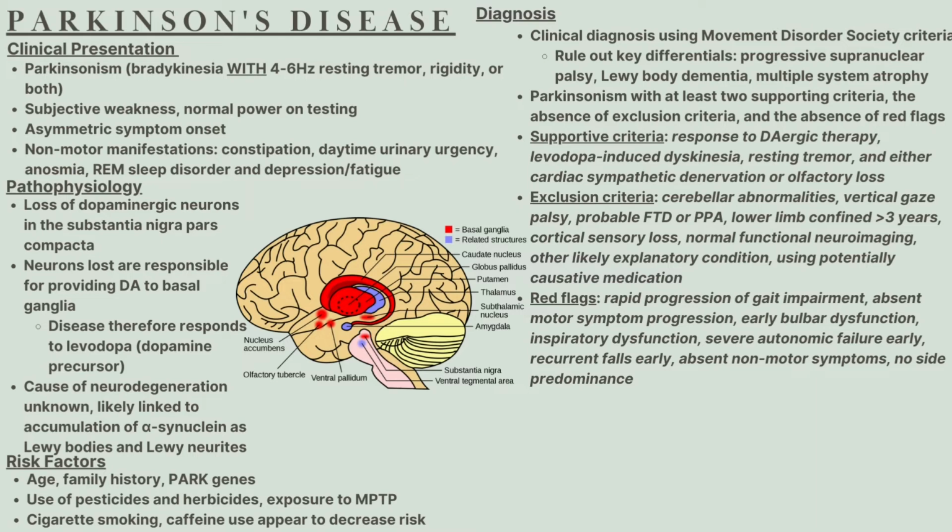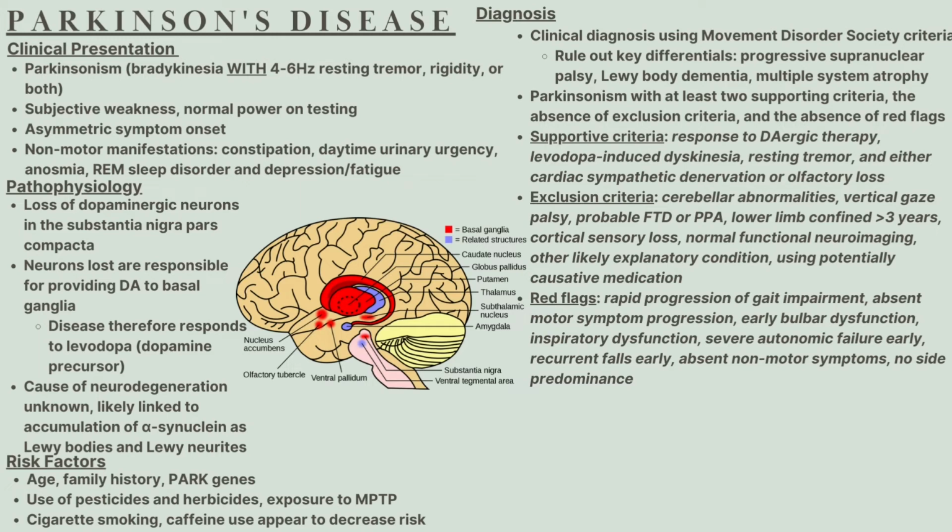Some of the key red flags that would exclude a diagnosis of Parkinson's disease include a rapid progression of gait impairment, so potentially requiring a wheelchair within 5 years. Alternatively, complete absence of progression, where the stability is unrelated to the treatment. Also, the presence of bulbar dysfunction within the first 5 years. So, bulbar dysfunction includes dysphonia or poor voice quality, dysarthria or difficulty speaking, and dysphagia or difficulty eating. Another red flag would be any inspiratory or respiratory dysfunction, like stridor.